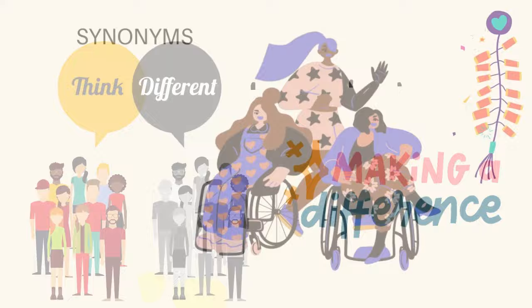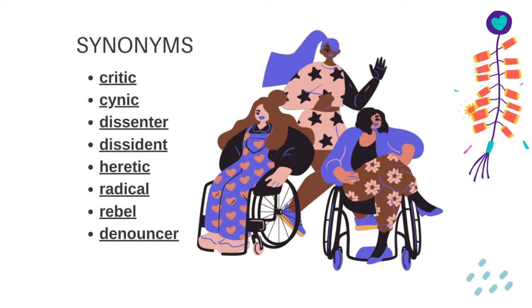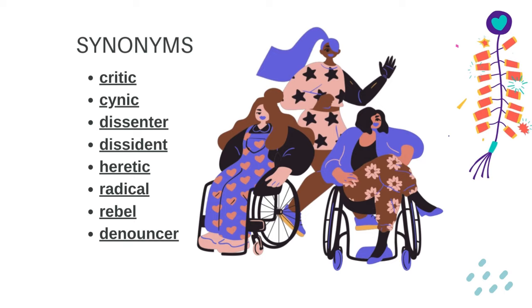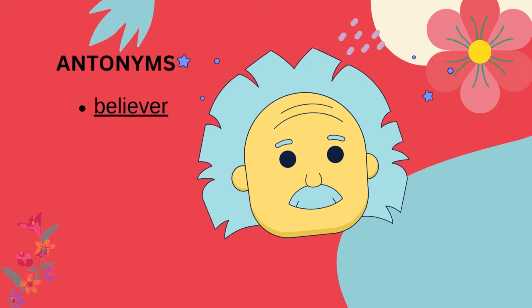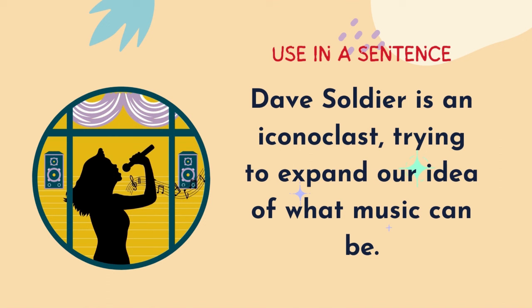Synonym: critic, cynic, dissenter, dissident, heretic, radical, rebel, denouncer. Antonym: believer. Dave Soldier is an iconoclast, trying to expand our idea of what music can be.